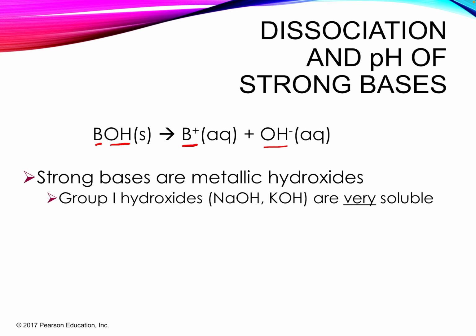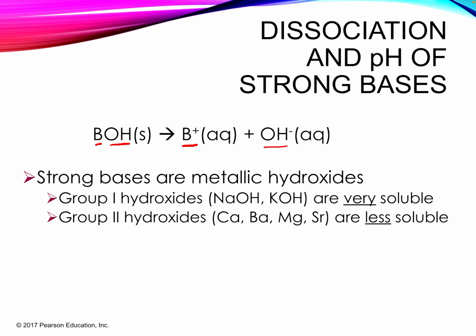The group 1 hydroxides are the most common because they're really soluble. So most times in lab, you'll see us use sodium hydroxide or potassium hydroxide because they're really easy to dissolve. Sometimes, though, we will use the group 2 hydroxides, so calcium, barium, magnesium, and strontium. They're just a little less soluble, and sometimes they'll react with other things, which can cause problems. But again, we do use them on occasion. Just know that all of those will be making 2 hydroxides rather than just 1, like sodium and potassium.